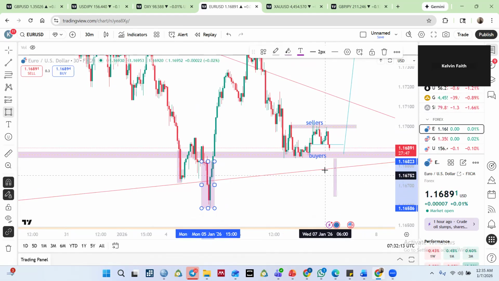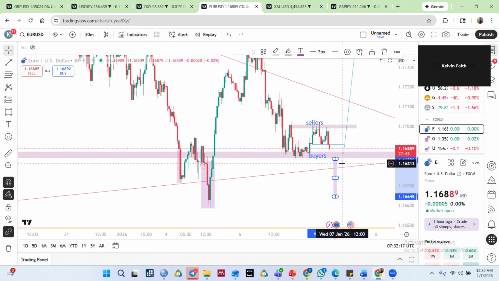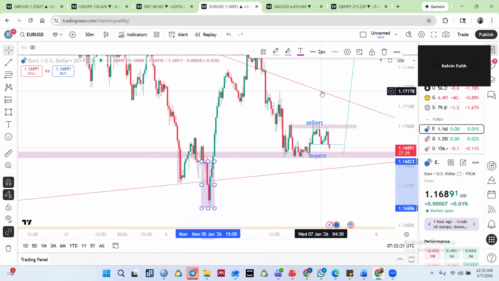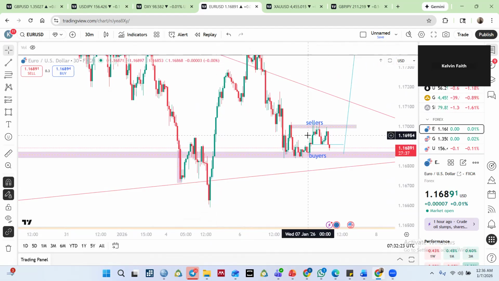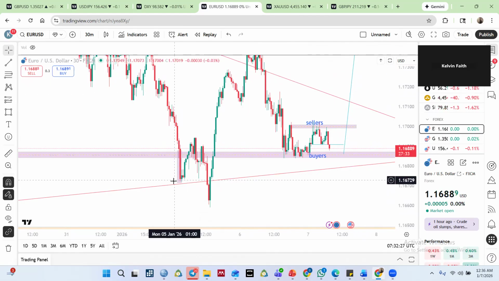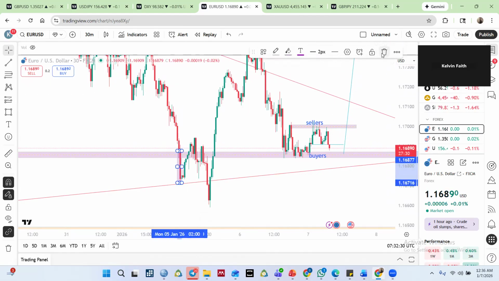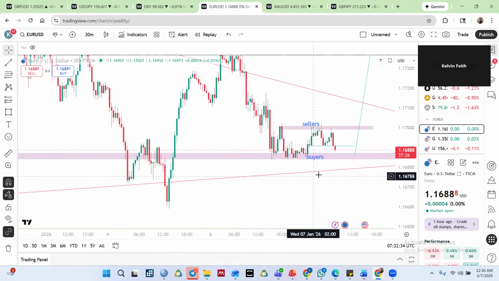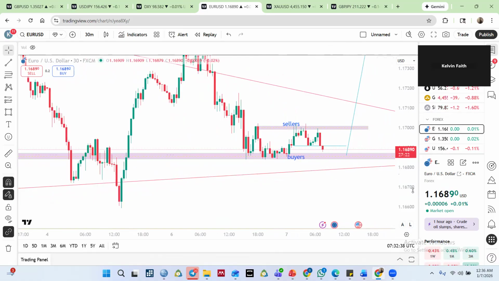Unless we see any kind of rejection, or unless something happens. But even if price comes below and it still goes up and stays above this zone, then we can see the buy. So these are the possibilities that I can think of right now. But from the way I'm looking at the market, let's see what will happen.